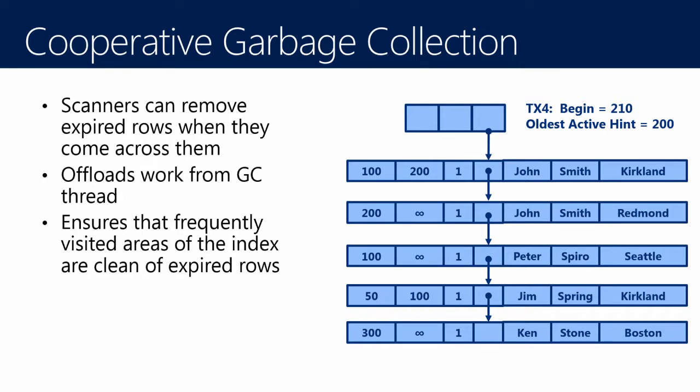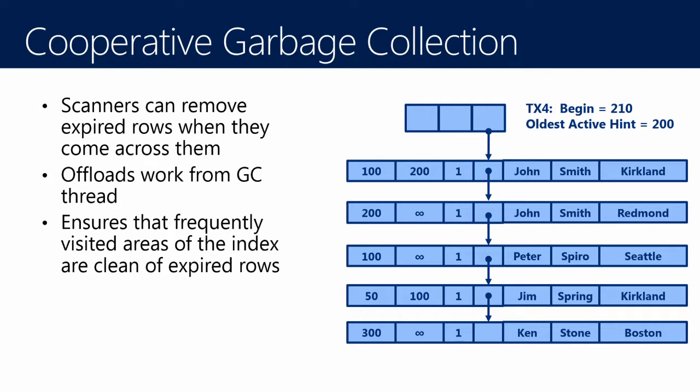So here's something about the cooperative garbage collection. The idea here is we've got a dedicated thread, but that could potentially become a bottleneck. So now we have the capability of, as threads or processes are accessing the data, scanning this particular linkage to get to the data that they're interested in, they can also at the same time get rid of old versions of records effectively there.